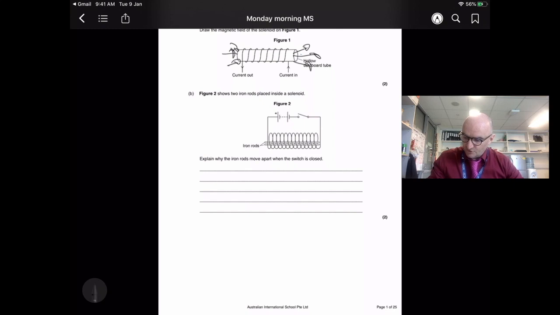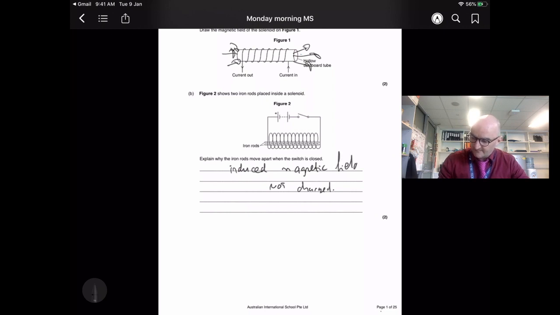Okay, B, figure 2, two iron rods placed inside a solenoid. Explain why the iron rods move apart when the switch is closed. If we have iron rods and a current going around the outside in close proximity to them, then we have induced magnets. The magnetic field is induced on the iron rods. Do not put that they are charged. Some kids put that, don't do it. They have induced magnetism, or an induced magnetic field, by virtue of the current going around the outside.